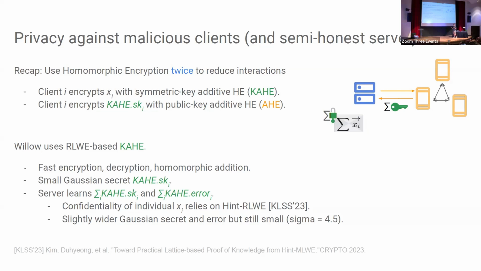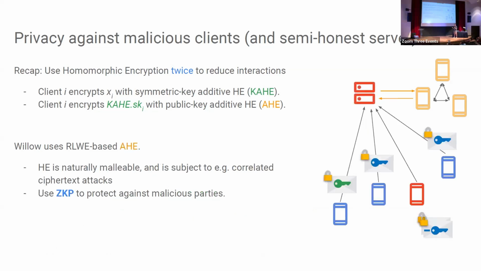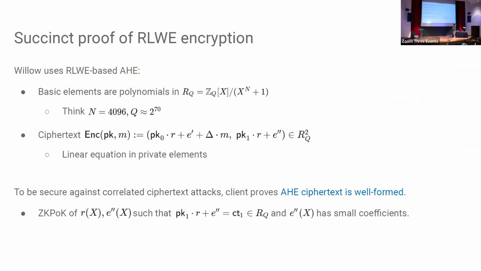This is only to achieve typical passive security, but we have malicious clients. Because homomorphic encryption is naturally malleable, it's subject to a whole sequence of attacks, for example the correlated ciphertext attack. In this attack, the adversary corrupts one client and at the same time corrupts the server. The adversary will be able to set up the malicious client so that the malicious client's input contribution will just cancel the honest client's AHE ciphertext. This lets the adversary learn the honest client's input. In order to prevent this kind of attack, we add a zero knowledge proof in our protocol to build a secure protocol. Let me show you some details.